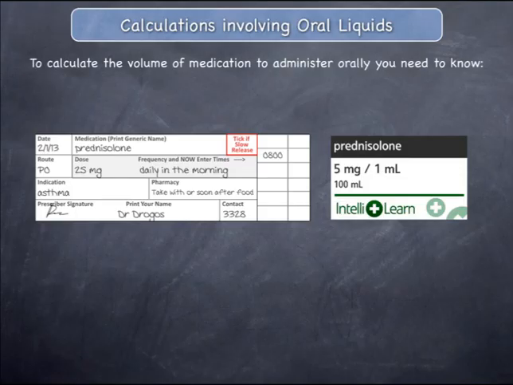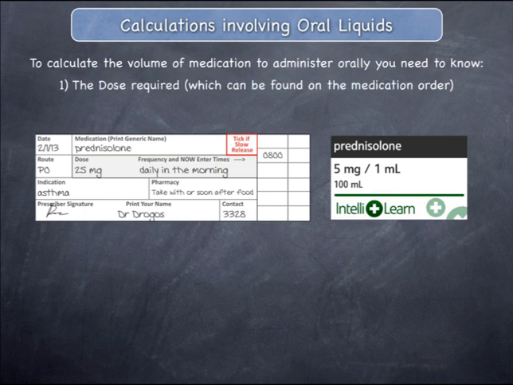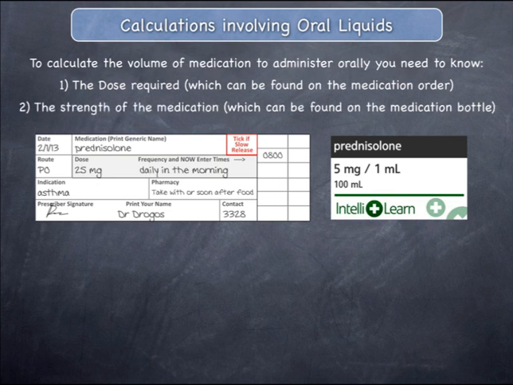To calculate the volume of medication to administer orally, you need to know the dose that the patient must receive in grams, milligrams or micrograms. This information is always provided on the medication order in the box labelled dose. You also need to know the strength, which is also known as a concentration, of the medication in question. This information is printed on the medication as two numbers, separated by a backslash sign or sometimes the word per.